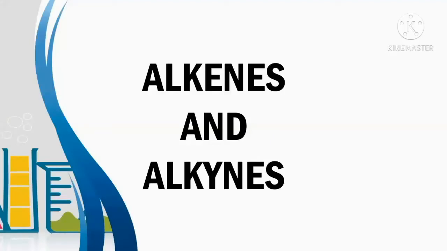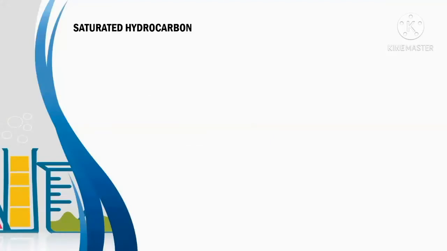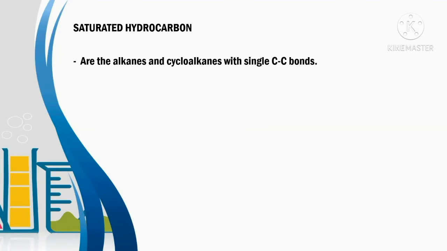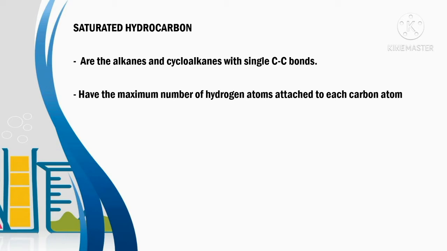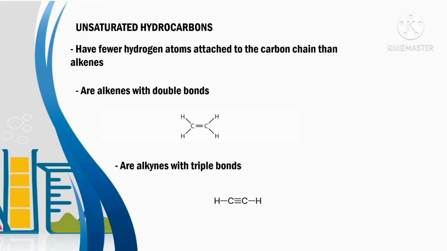Alkenes and alkynes. Saturated hydrocarbons are the alkanes and cycloalkanes with single carbon-to-carbon bonds. They have the maximum number of hydrogen atoms attached to each carbon atom. Unsaturated hydrocarbons have fewer hydrogen atoms attached to the carbon chain than alkanes, and are alkenes with double bonds and alkynes with triple bonds. Examples of these are ethene and ethyne.